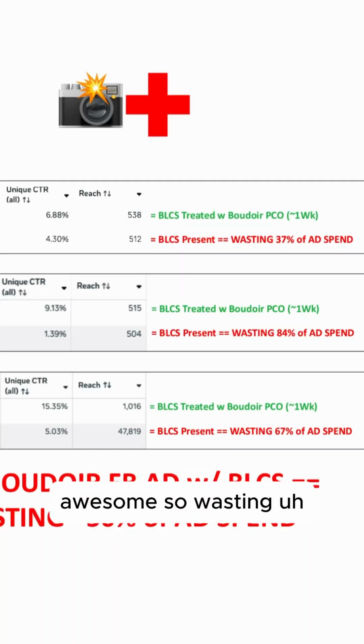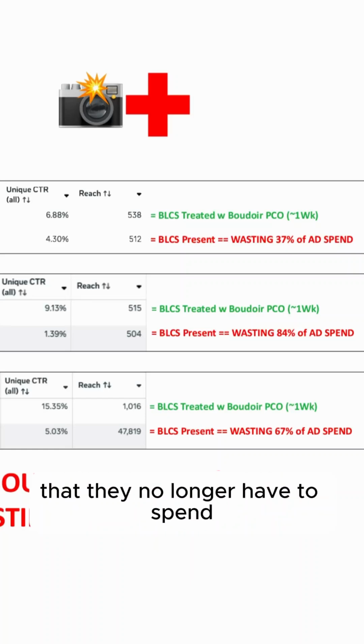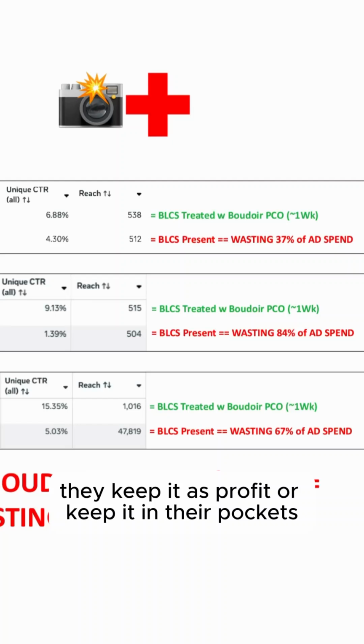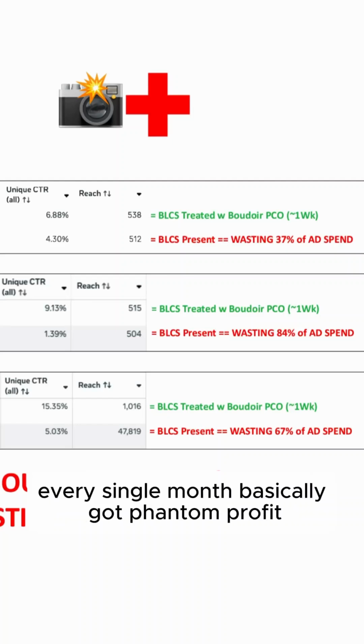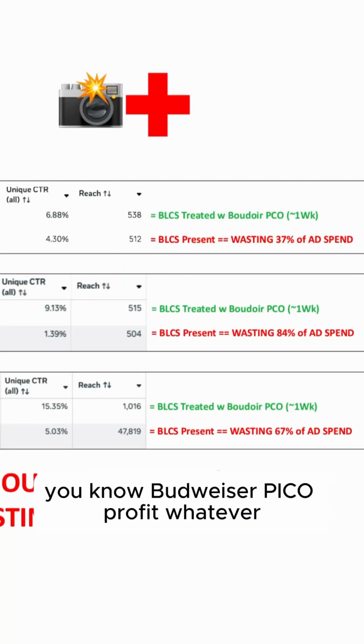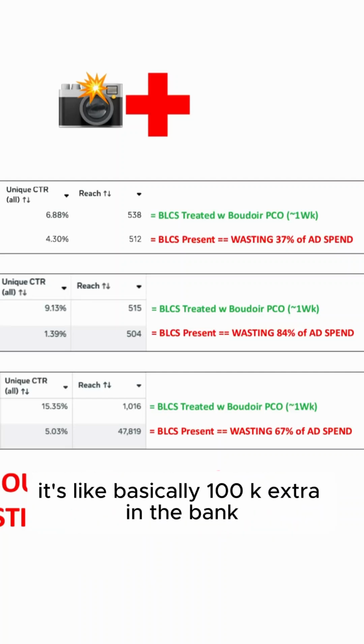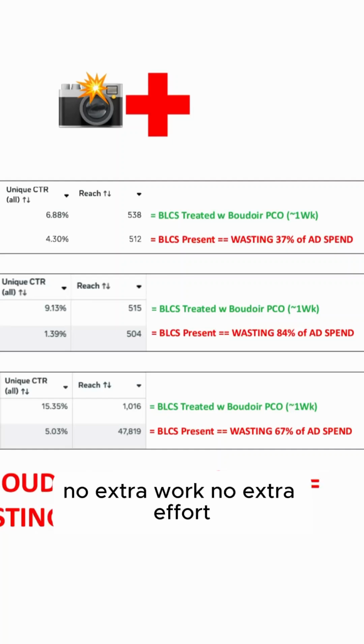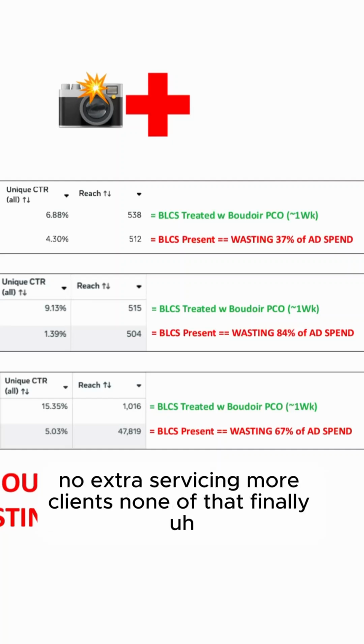Awesome. So wasting that $8,400 a month difference that they no longer have to spend, they keep it as profit or keep it in their pockets every single month. Basically a phantom profit, Boudoir PCO profit, whatever. And at the end of 12 months, it's basically 100K extra in the bank. No extra work, no extra effort, no extra servicing more clients, none of that.